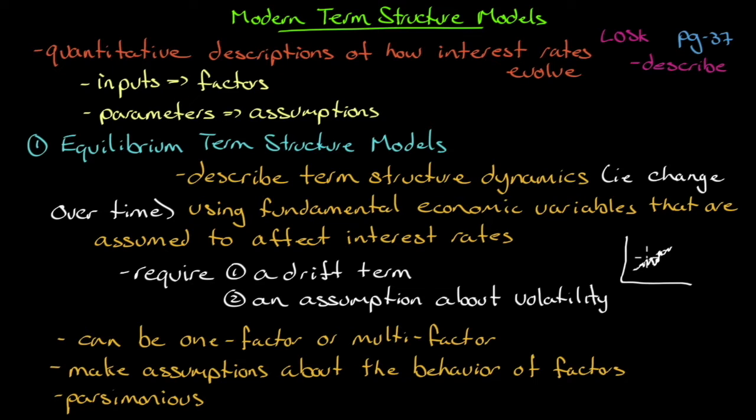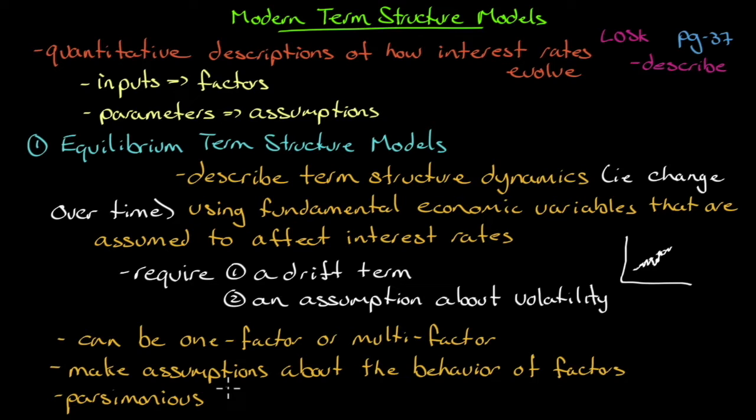So we can have one factor or multi-factor models. We're going to look at two one-factor models in this category, in this family, the equilibrium term structure. Then we'll look at a multi-factor model later. We have to make assumptions about the behavior of the factors, and the model should be parsimonious. By this, we mean, look, you can always explain the world if you include every single variable that ever is. You'd never be able to collect all the data on that at any given time. You couldn't work with it.